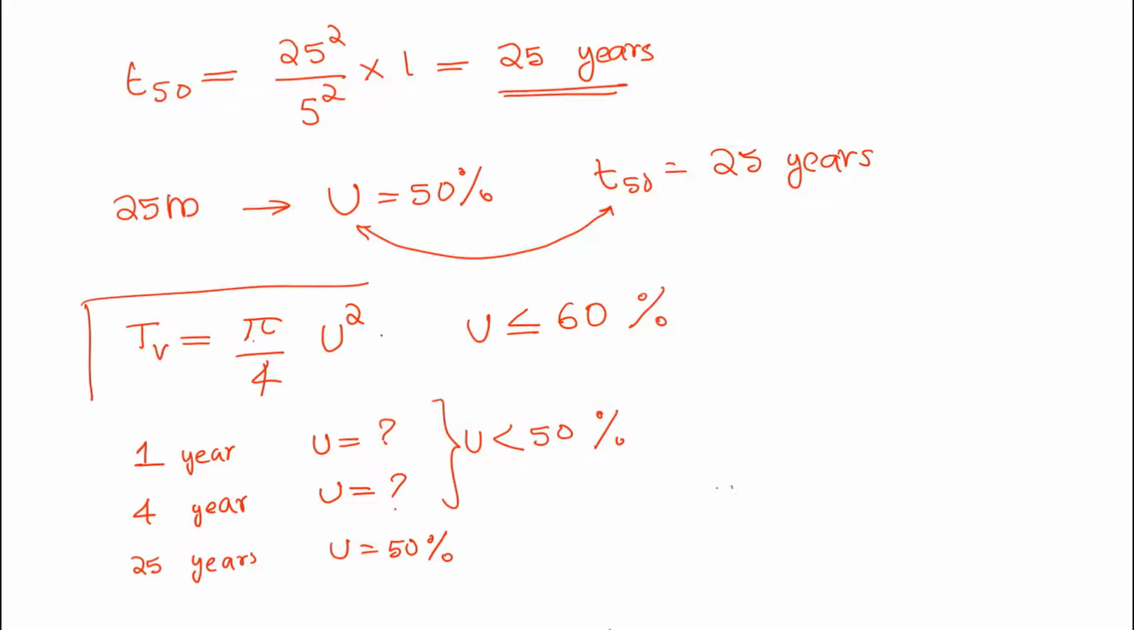So we can make use of this equation, Tv = pi/4 × U². If U is greater than 60%, the equation is different. Okay. So I have the equation Tv = pi/4 × U². And I also have the equation Tv = Cv × t / D², right? But here I'm considering the same 25 meter thick clay layer, right? 25 meter thick clay layer. Degree of consolidation is 50%. I have time 25 years.